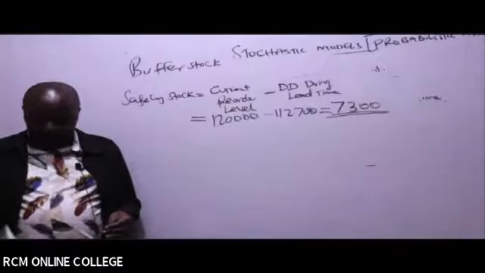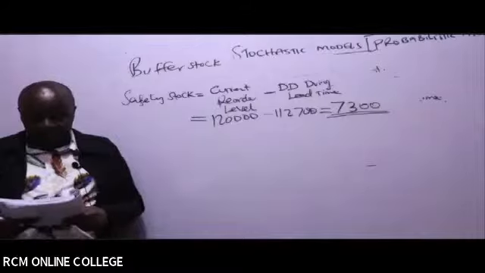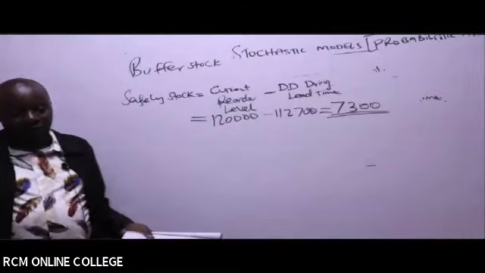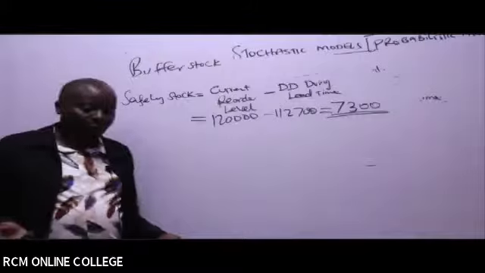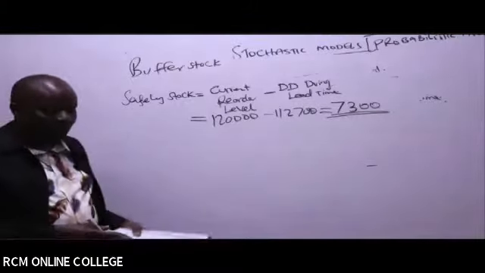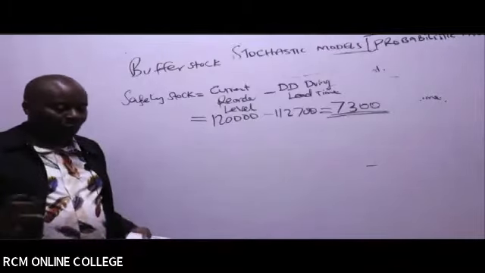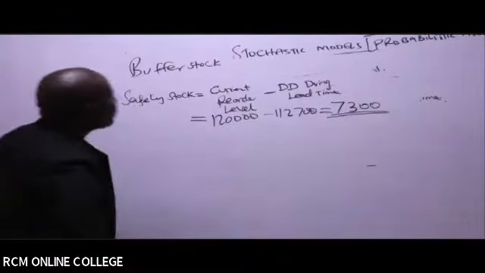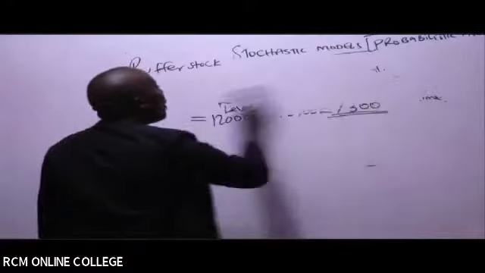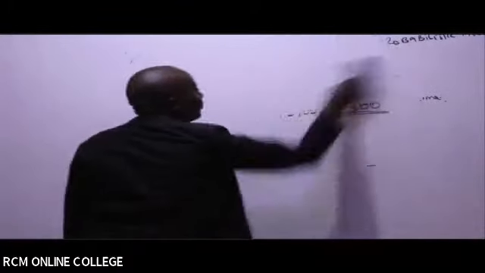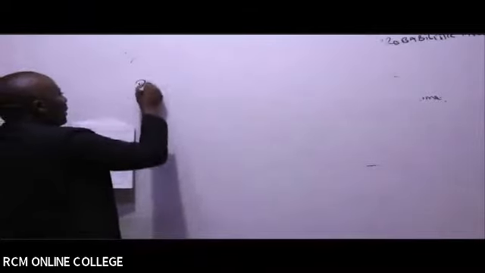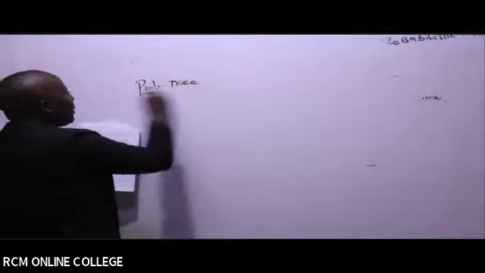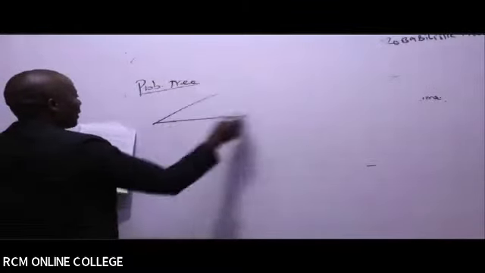All right, ladies and gentlemen, with your permission, I'll go to the probability of stock out. Can I go to number 4 now? Probability of stock out, yes. Make it very easy. We shall draw a probability tree. So our probability tree, we have something like this.